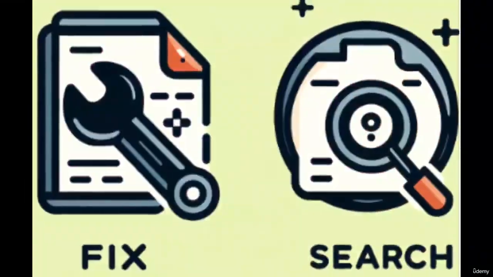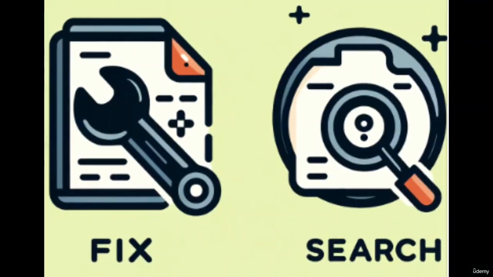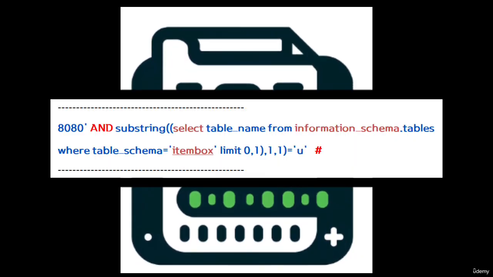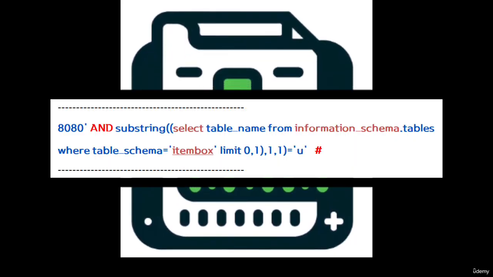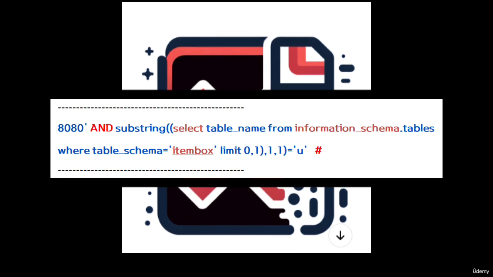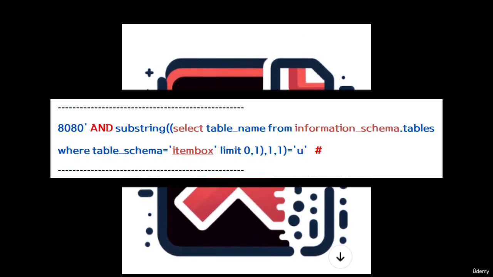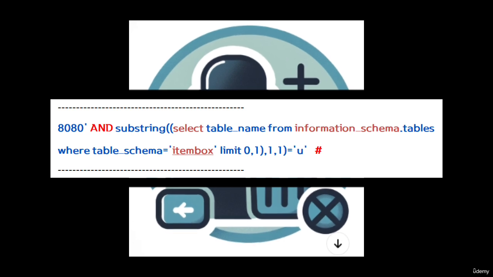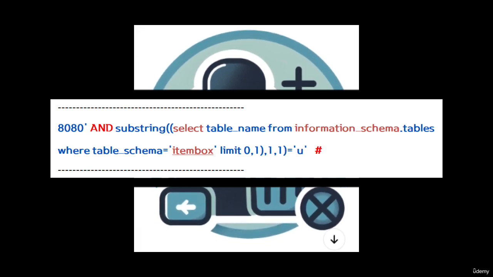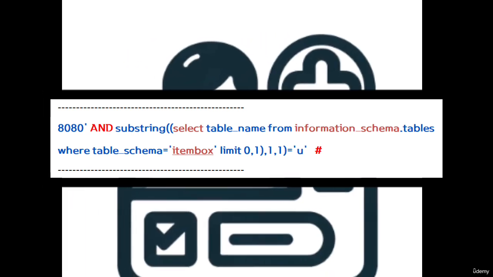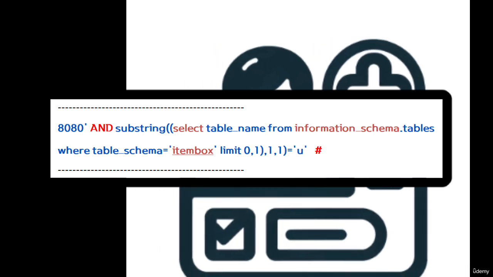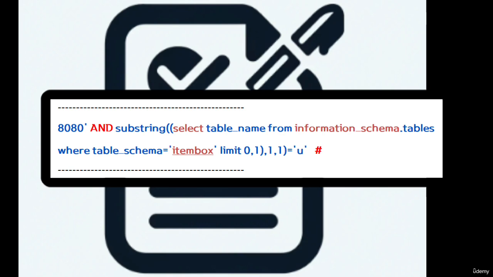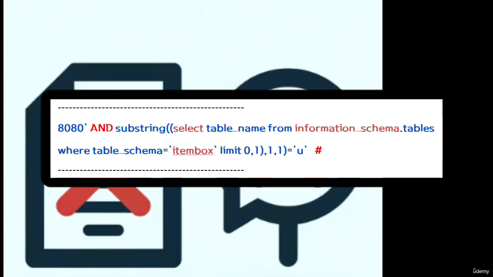If you were to directly create SQL queries instead of using SQLMap, the approach would likely be something like this. If you look closely, there's another select statement being used, but this time it's querying the information schema, which is a metadata database containing schema information for databases. The aim is to find out the name of a specific table by retrieving the tables from the item box database and checking if the first letter of the name of the first table starts with U.